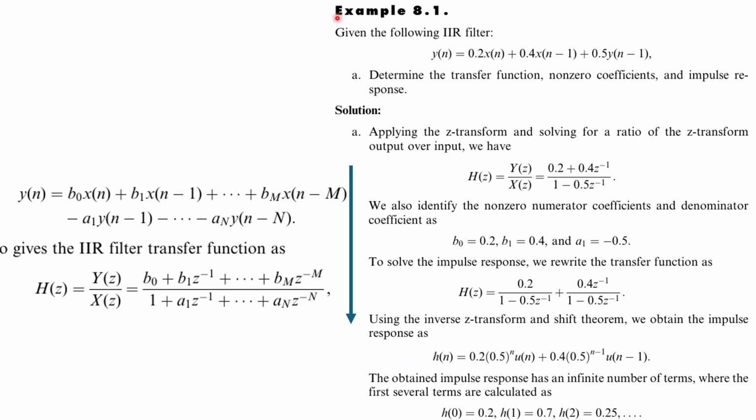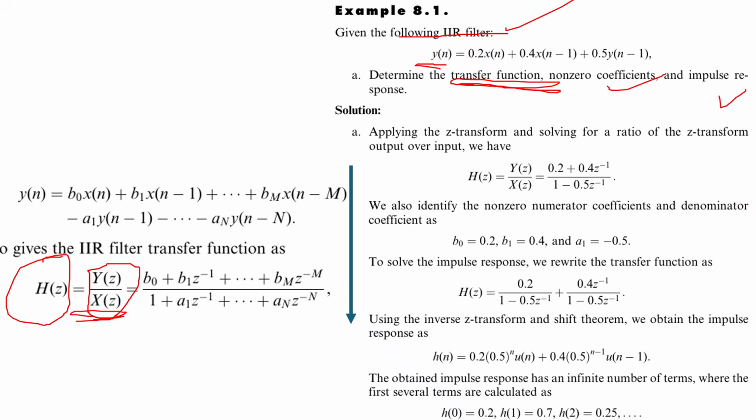So let's take one example. In this example, what is the question? The question is that an IIR filter is given here. Now what to determine? You have to determine the transfer function, that is H(z), the non-zero coefficients and the impulse response, right? So H(z) you have to find. What is the meaning of H(z)? That is the output divided by input, that is Y(z) divided by X(z).